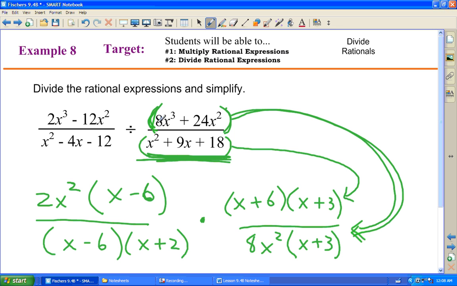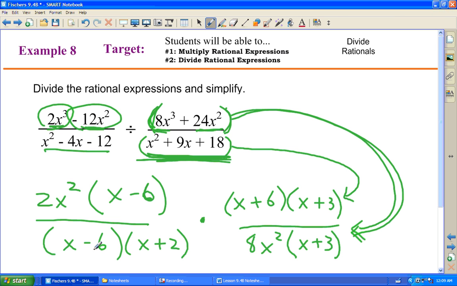I can factor out 8x squared from both terms, and that leaves me with an x here and a 3 here, because 8x squared times 3 would give me 24x squared. 8x squared times x would give me an 8x cubed. I hope you see that. In similar fashion, I can take a 2x squared out of each of these and leave me with x minus 6. 2x squared times x is 2x cubed. 2x squared times minus 6 is minus 12x squared. There you go, and this factors into these two.